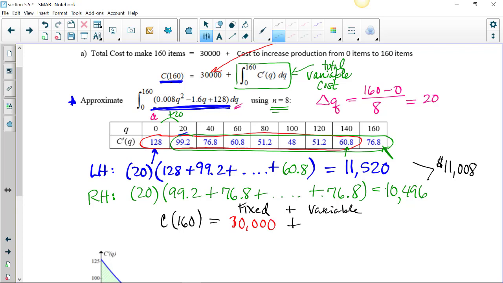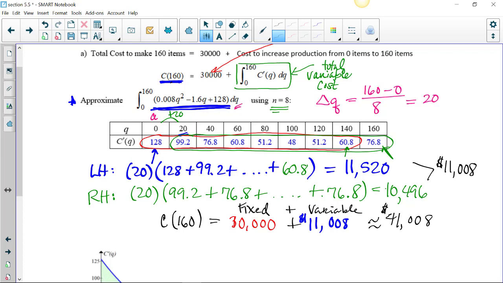And the total variable cost, we just approximated that to be $11,008. So we're approximating the total cost to produce 160 items to be $41,008.